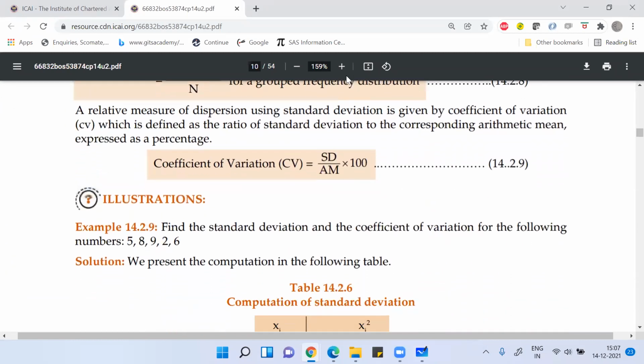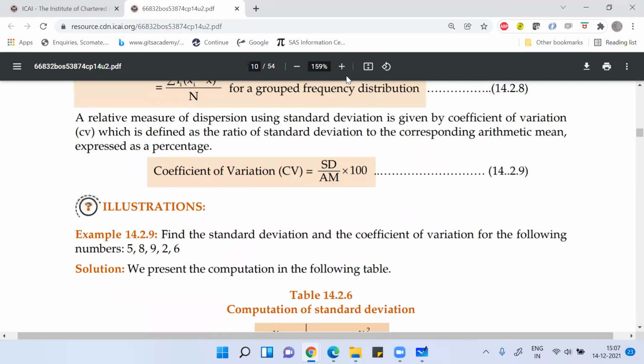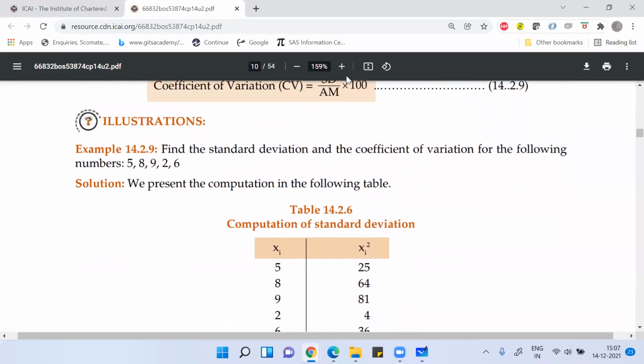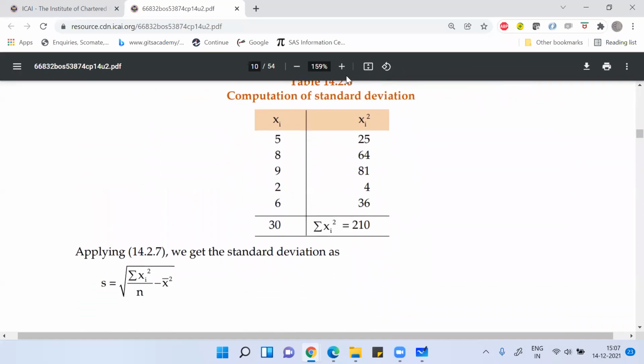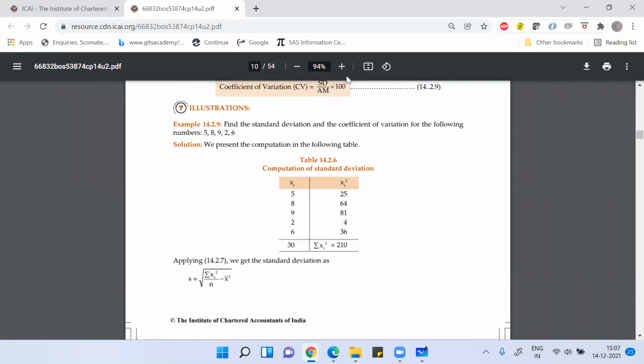So you can see this. Suppose this is the question: 5, 8, 9, 2, 6. You want the standard deviation and coefficient of variation. The coefficient of variation formula is standard deviation by mean into 100. Can you see this calculation, guys? Can you do this by yourself, or do you want me to do this problem?